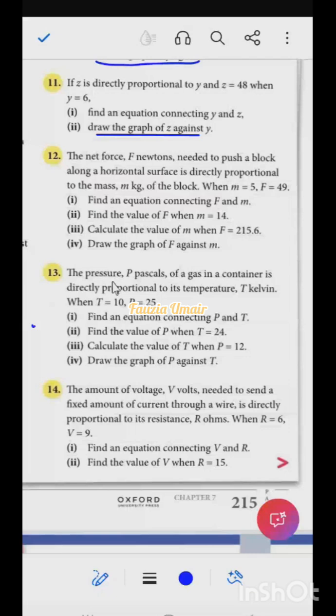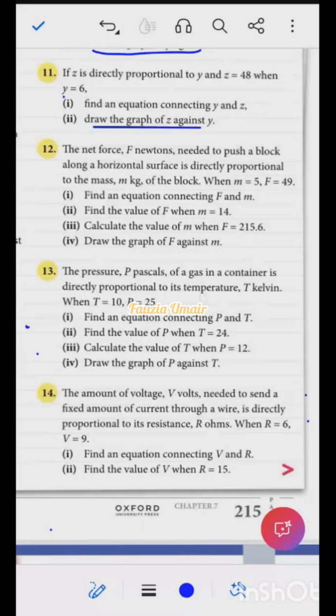So this question is: the pressure P of a gas in a container is directly proportional to its temperature T Kelvin. We need to find out, when T is 10, P is 25. So we need to solve 4 things. We don't need to make the graph. So the rest of the 3 things: find an equation connecting P and T, find P when T is 24, and lastly calculate T when P is 12. Okay, so let's solve this question.